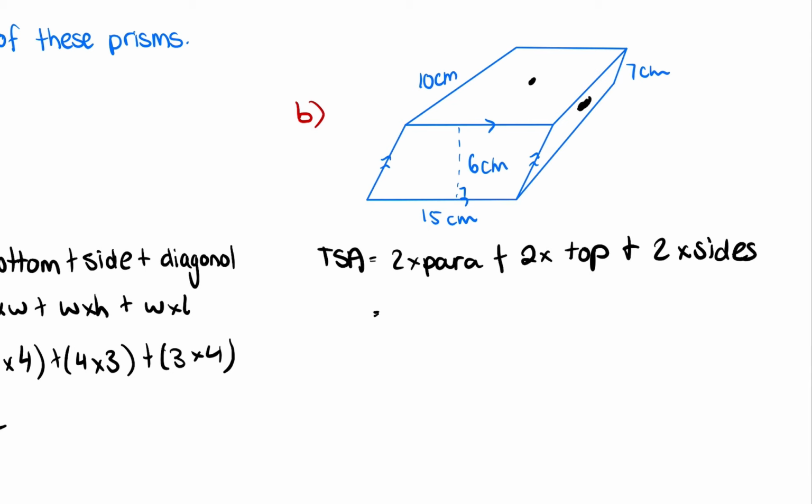Now the parallelogram is base times height. So this is height, that is base. I'm going to call this length and that one width. So now my top is going to be given by base times length. And my side is going to be given, and because there's 2, don't forget that, 2, my side is going to be given by width times length.